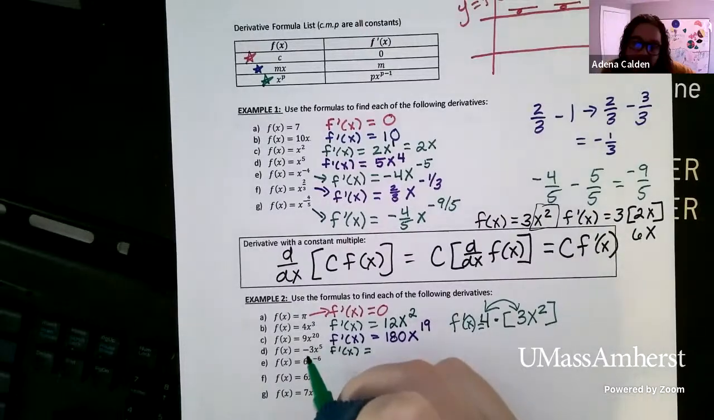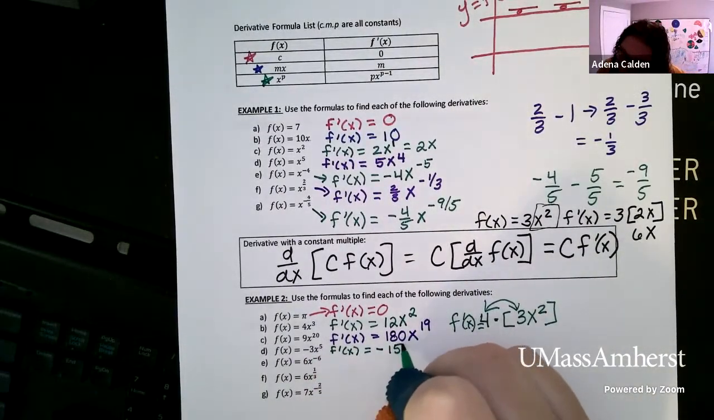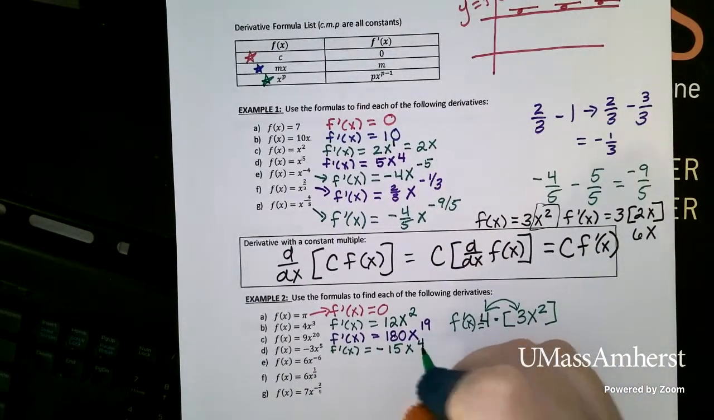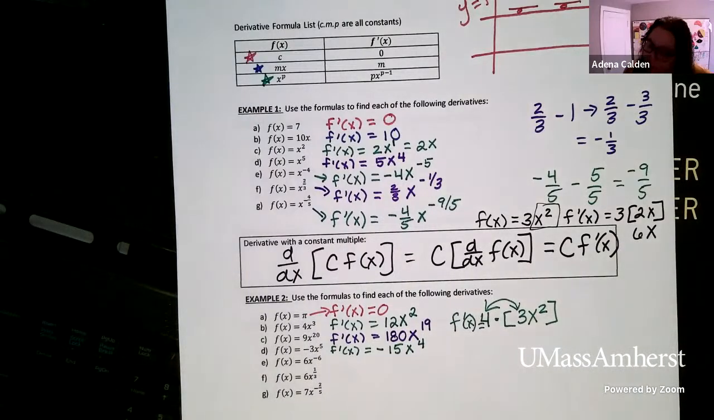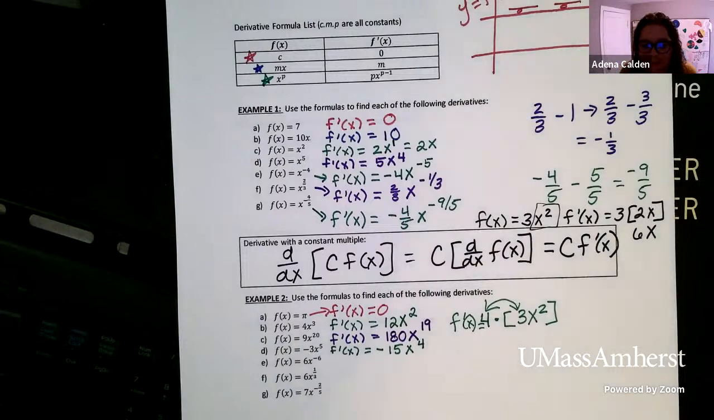So when the 5 comes down, it multiplies the negative 3, and we get negative 15x to the 4th. Since there was a negative with our constant, when 5 comes down, it multiplies negative 3.